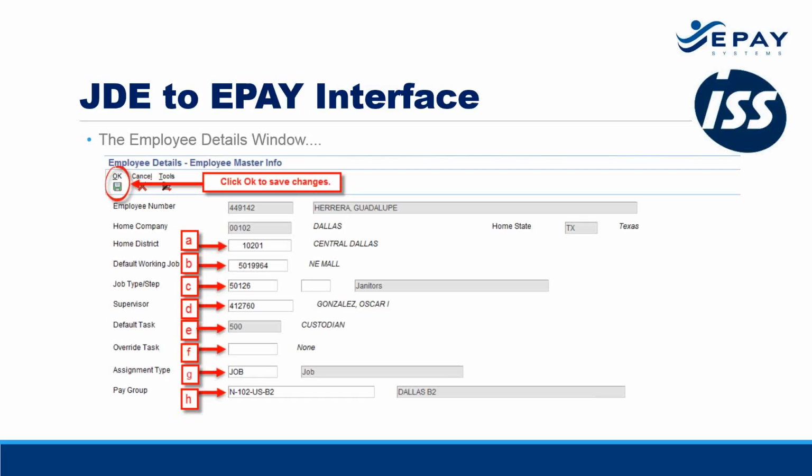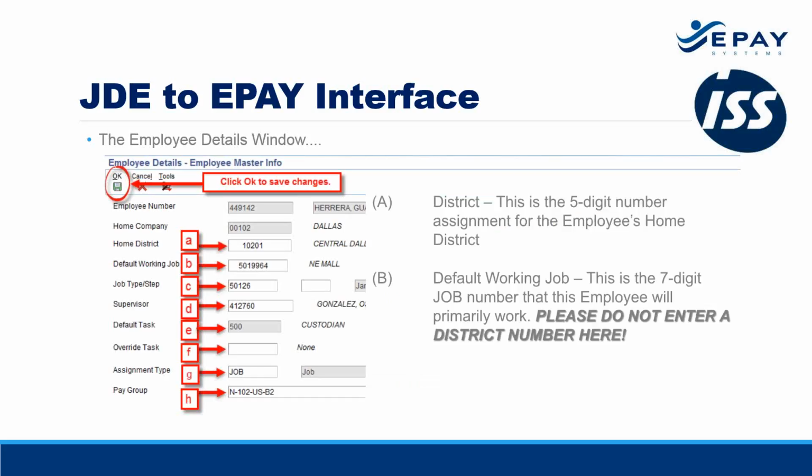Now, of these, you'll see a couple, A through H, that are listed there. Let's go through these real quickly. Now, A and B are your district and default working job fields. The district is a 5-digit number assignment for the employee's home district. So, for the example there, it's company 102 Dallas. The district is 10201.